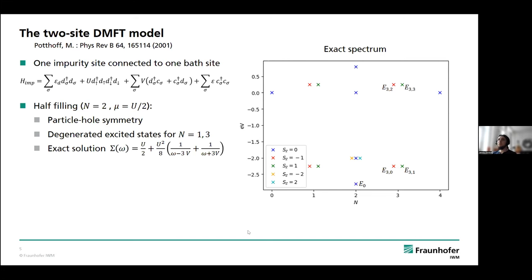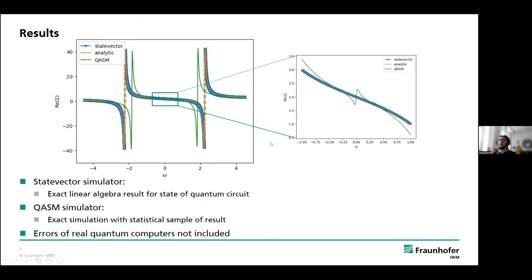Going further to some first results, I want to mention at first the different simulators I used to obtain these results. At first, the state vector simulator uses exact linear algebra to simulate the exact state of the quantum circuit after applying all the different gates, and therefore gives the exact state of the whole quantum system a quantum computer would have.